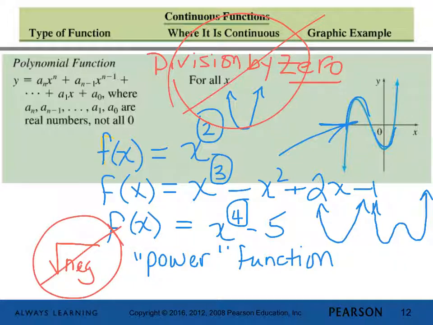But since we're raising it to whole powers, we're not taking square roots or cube roots or anything else. And we're not trying to divide any of these terms by the variable. A polynomial function then doesn't have any restrictions on its domain, and therefore it is continuous everywhere. So if you have a polynomial function, it is continuous everywhere, or for all x.